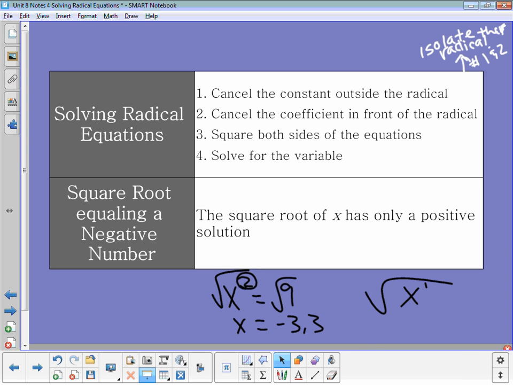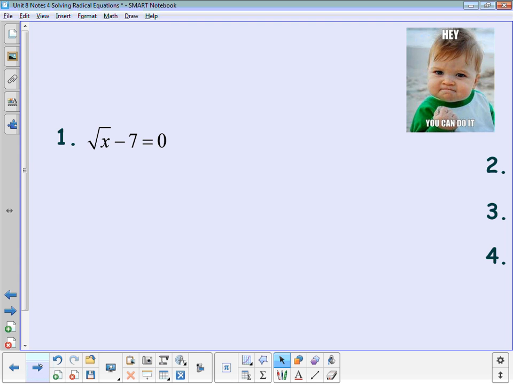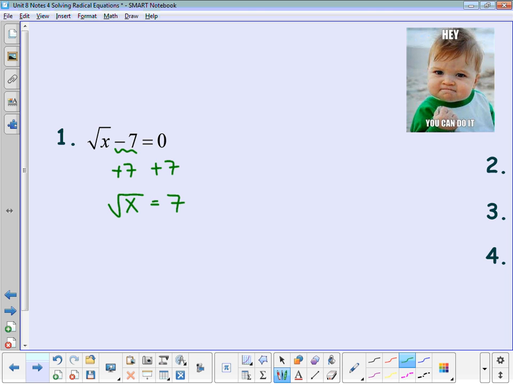Let's do some practice questions. In number 1, we have the square root of x minus 7 is equal to 0. So the first thing I need to do is cancel that constant that's outside the radical. That's the -7. So to do that, I'm going to add 7 to both sides. That leaves me with the square root of x, and on the right-hand side, 0 plus 7 is 7. So now I've canceled the constant. The coefficient out front, there isn't one, so I don't have anything to divide by.